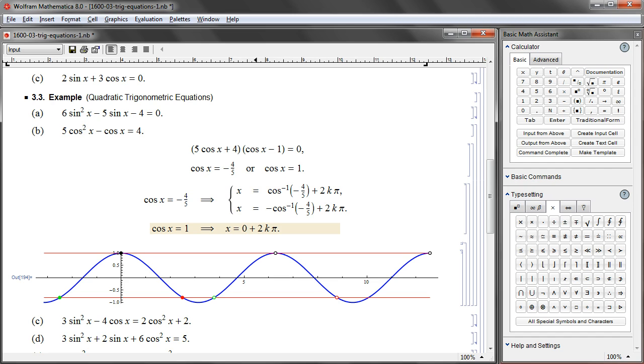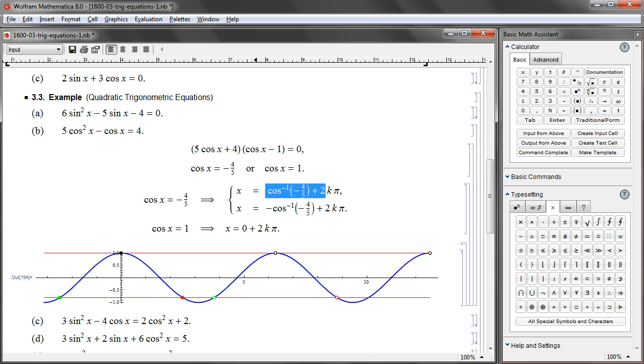In that case, we have 0 plus 2k pi, and that's right on the y-axis. We have a black solid dot. And then by adding 2 pi and then 4 pi and so on, we have the copies of those hollow black dots to the right. And then to the left, we have the same thing.